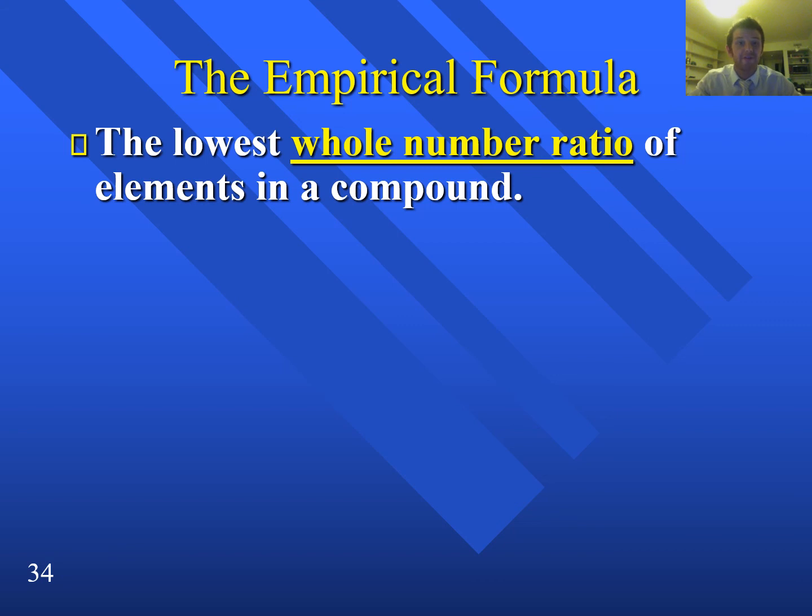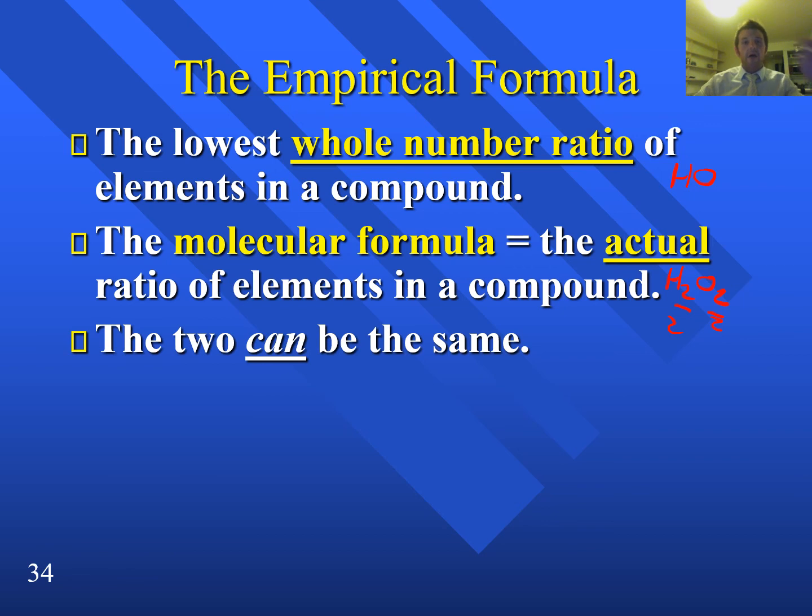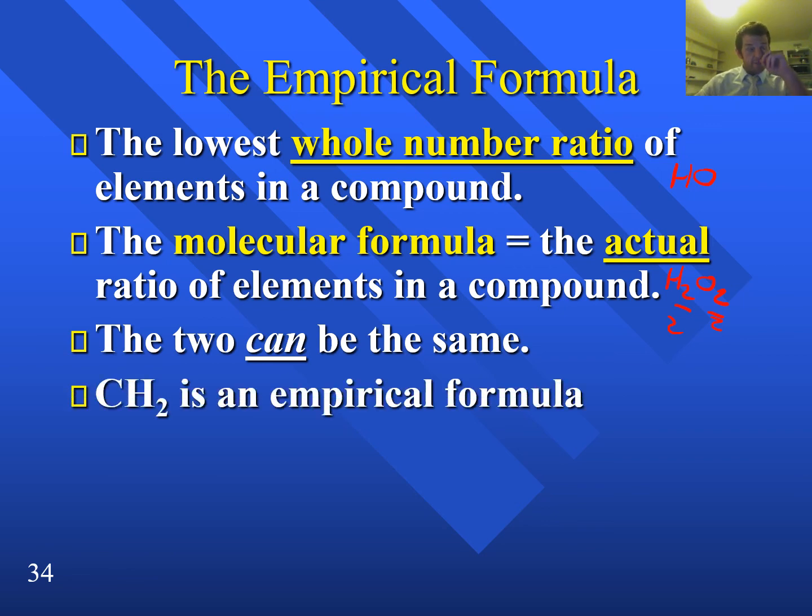Empirical formula. This is the lowest whole number ratio of elements in a compound. You should be thinking, when you see a compound, what's the common factor I can divide them all by? So we have a molecular formula, which is the actual ratio of elements in a compound. For example, if I was looking at hydrogen peroxide, H2O2, this would be the molecular formula. But since I can divide both of these by 2, the empirical formula would just be HO. So the two can be the same, but not always.